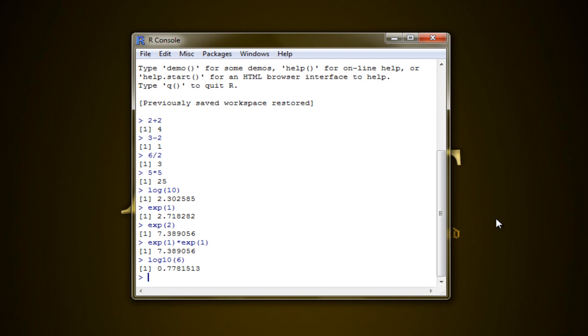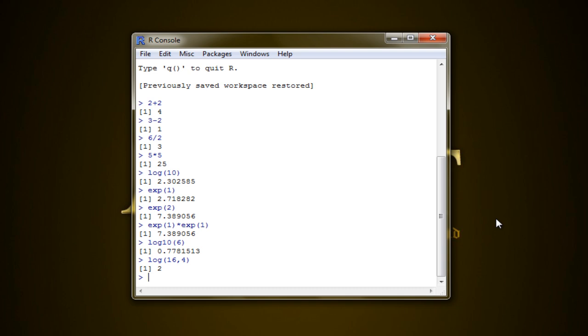Okay? Now, suppose you want the log to the base 4 of 16. How is that? Log to the base 4 of 16. Well, start with the log to the base 4 of 16. There you go. So we expect that it should equal 2.